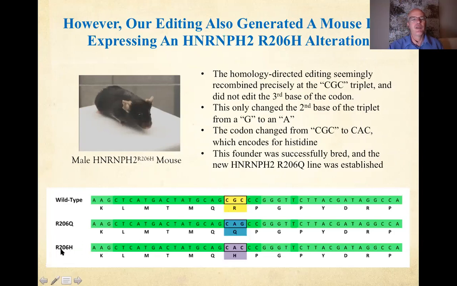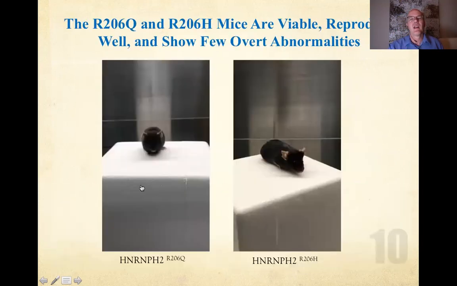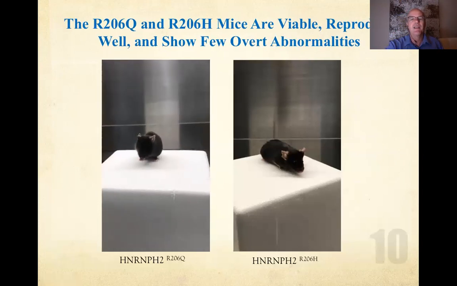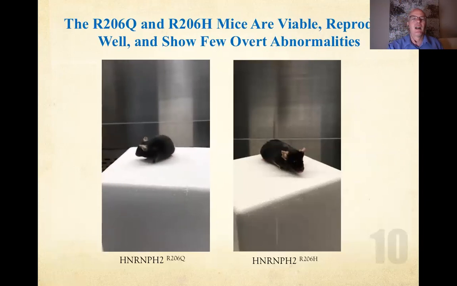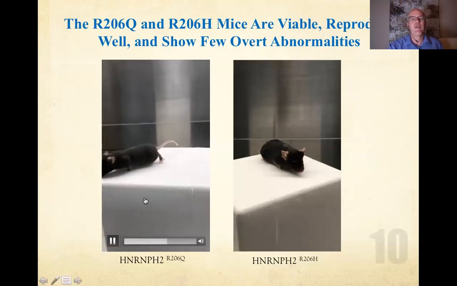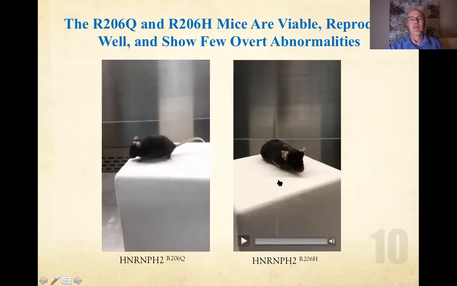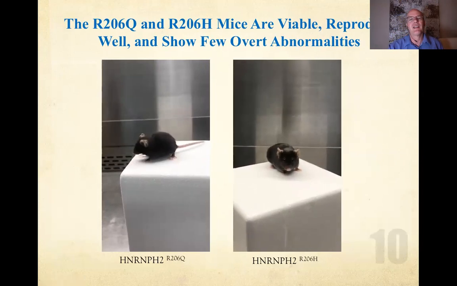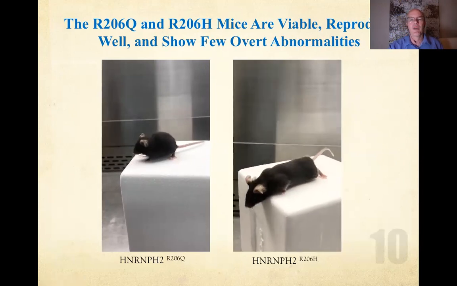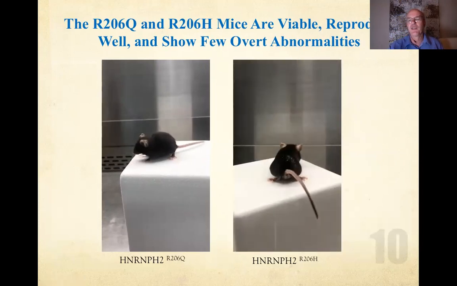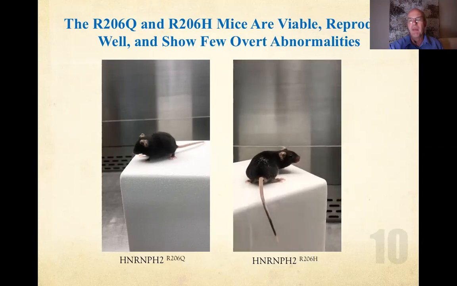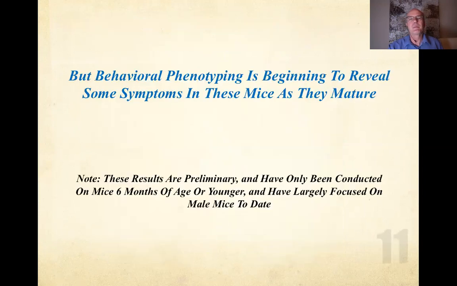But we also introduced the Q and the H mouse. Both of these mice are viable, they reproduce, and they show very few overt abnormalities. And this is just a picture illustrating the behavior of the Q mouse when placed on a podium, and also the 206H mouse. And there's nothing overtly wrong with either of the mice, at least at this high altitude view. They behave like mice, and they do most of the normal things that mice of this age would do.